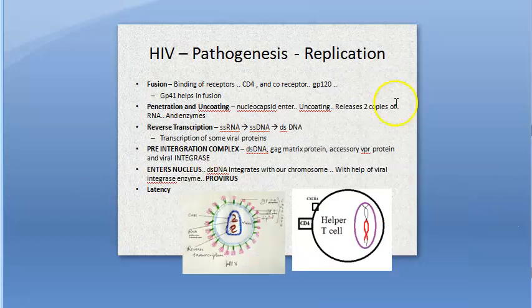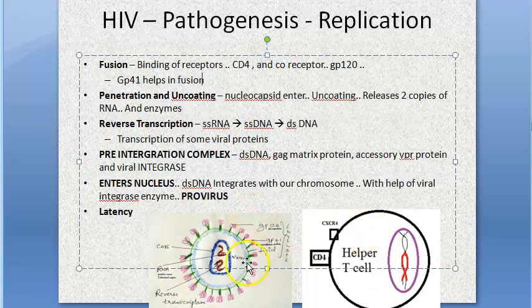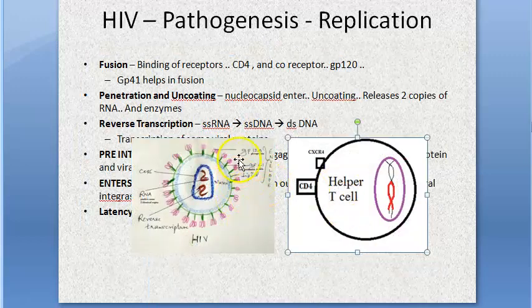Now let's move on. We saw replication of the virus. This is not difficult either, don't worry. We already told you the fusion happens between GP120, CXCR4, CD4, and the one that helps is GP41, the fusion protein. Once the virus has fused, it enters. Not the entire virus, just the viral nucleocapsid enters, and then it opens up. It exposes the 2 copies of RNA and the reverse transcriptase enzyme. So now reverse transcription happens.